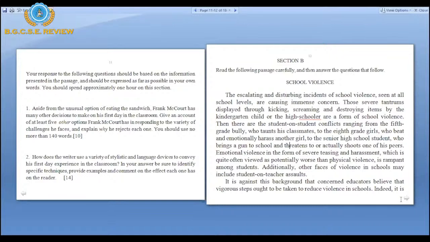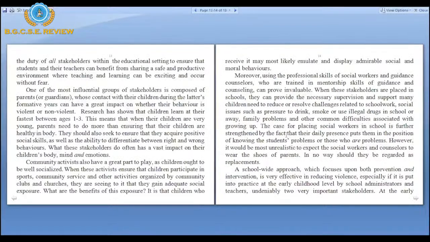school. Indeed, it is the duty of all stakeholders within the educational setting to ensure that students and their teachers can benefit from sharing a safe and productive environment where teaching and learning can be exciting and occur without fear. One of the most influential groups of stakeholders is composed of parents or guardians whose contact with their children during the latter's formative years can have a great impact on whether their behavior is violent or non-violent.